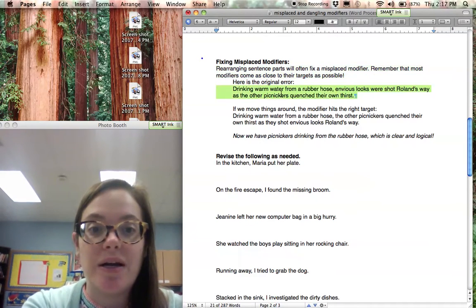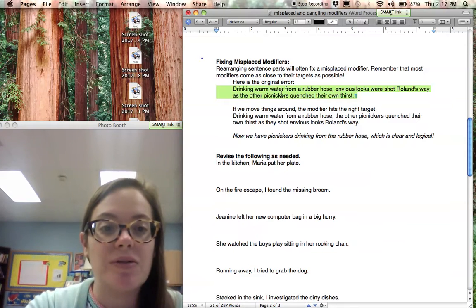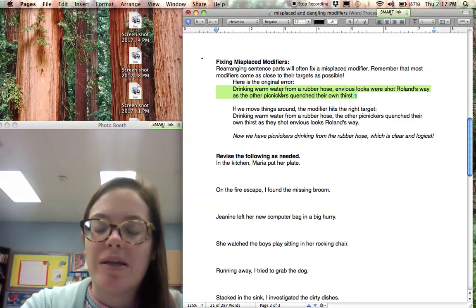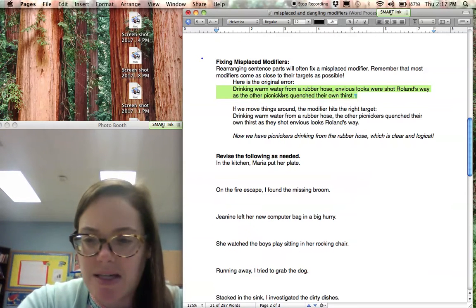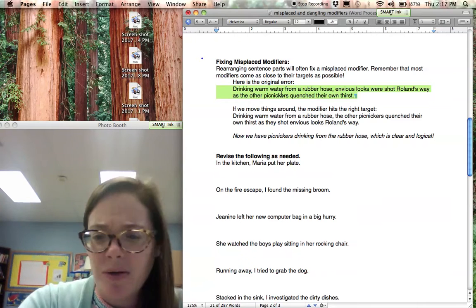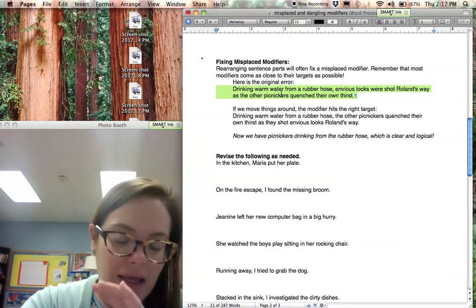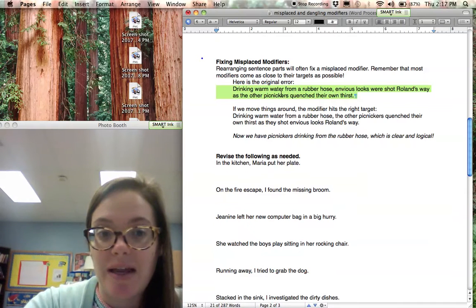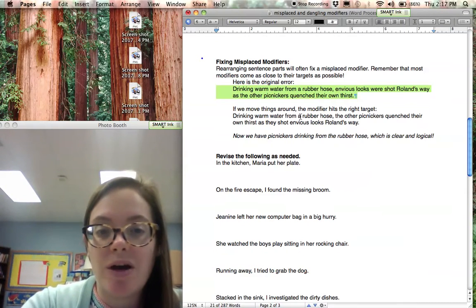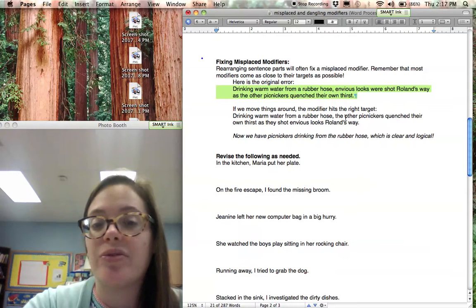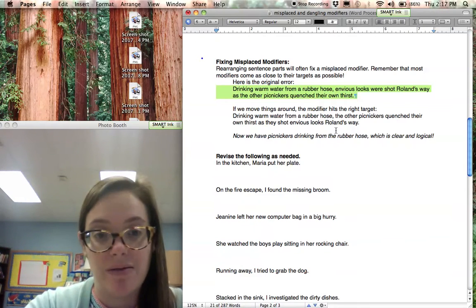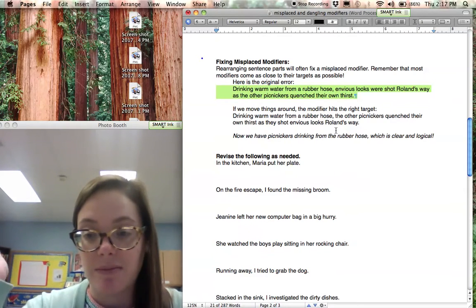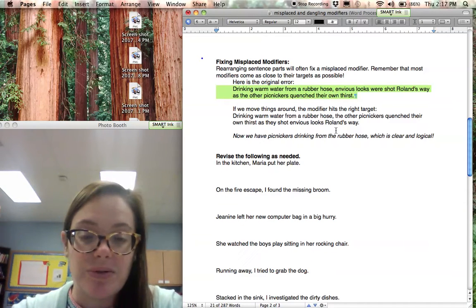Here is this sentence. Drinking warm water from a rubber hose, envious looks were shot Roland's way as the other picnickers quenched their own thirst. Right now I kind of have no idea what the sentence is talking about. There's a hose, there's a guy named Roland, people are on a picnic. It's confusing. But if we move things around and the modifier gets closer to its target, it makes more sense. Drinking warm water from a rubber hose, the other picnickers quenched their own thirst as they shot envious looks Roland's way. Now we see that the picnickers are drinking from the hose, and apparently Roland has some kind of awesome drinking situation that doesn't involve the hose, so they're a little jealous of him.